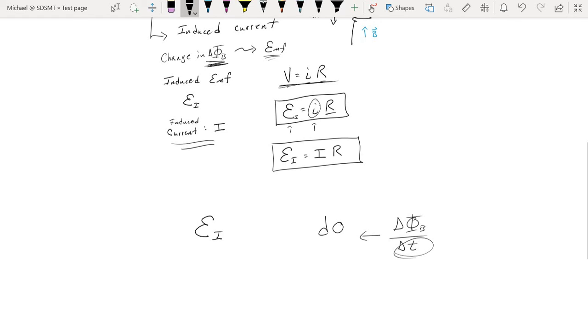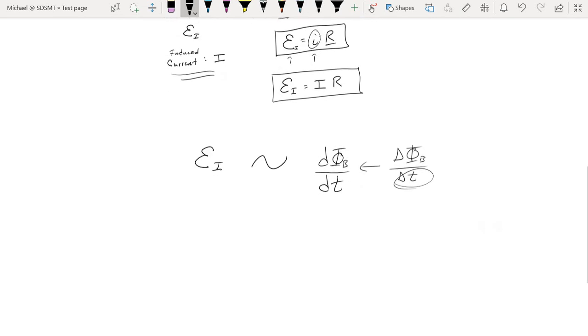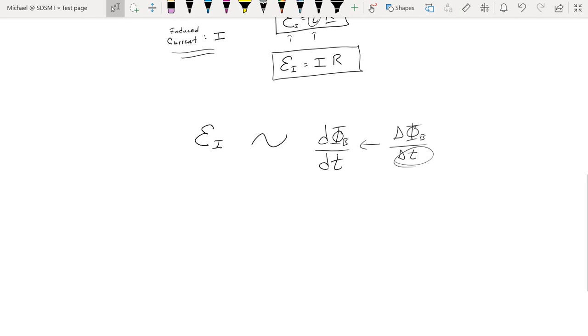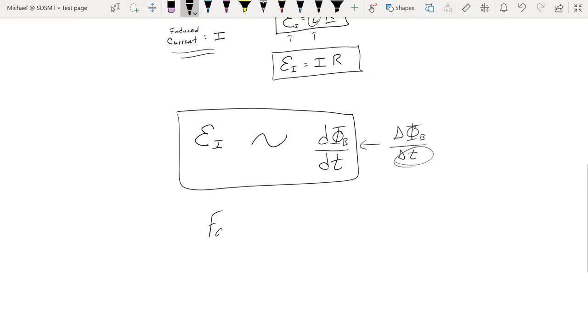So we're going to shrink this change in magnetic flux down to an infinitesimal statement. And there is a direct proportionality between the rate at which our magnetic flux changes and the amount of electromagnetic force that is produced. And this relationship is called Faraday's law.